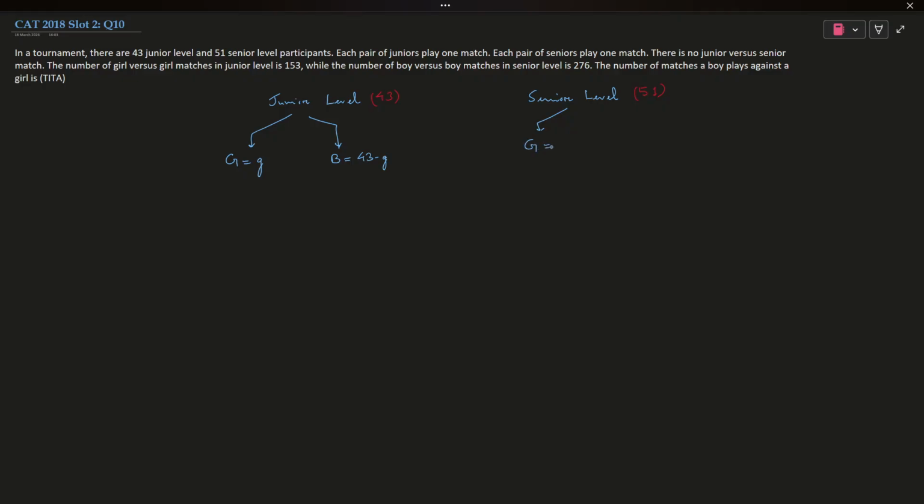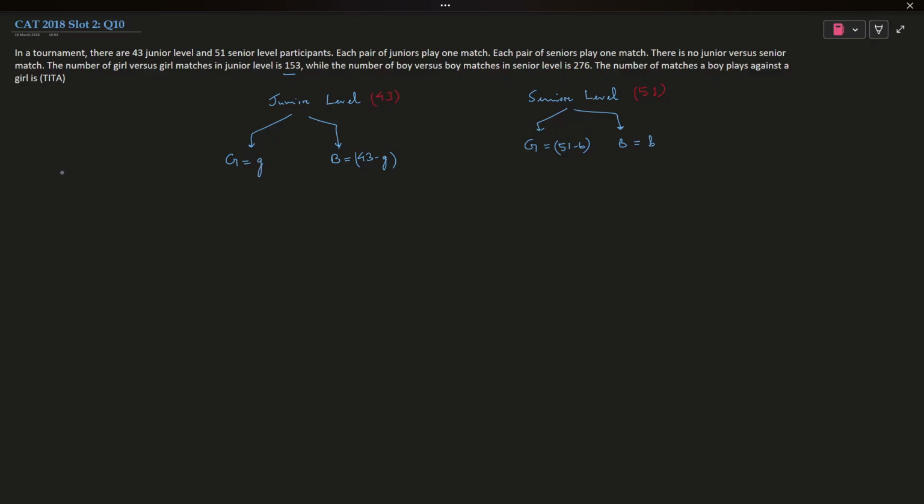So how many girls are there? I don't know. How many boys are there? I don't know. We are told that the boy versus boy match is 276. So let's say there are b number of boys, so 51 minus b number of girls are there. 153 is the total number of matches in the junior level where a girl plays against a girl.